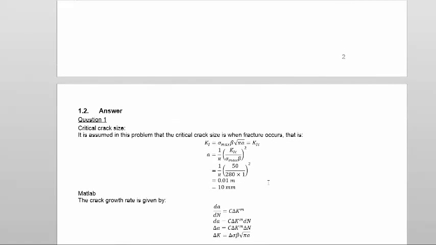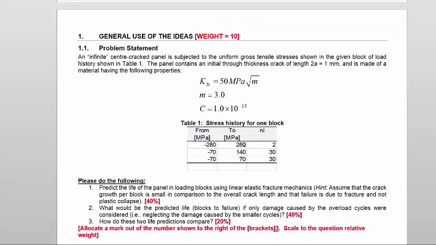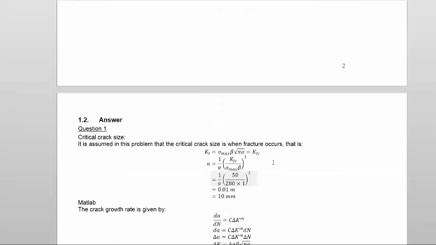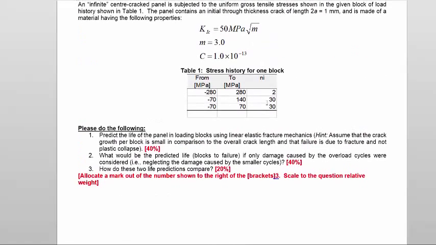Now, how do we solve it? We say one block consists of a delta K, which is 280 times 1 times square root of pi A. We have the initial crack size, 2A equal to 1 millimeter, so A is 0.5 millimeter. Then it can grow up to 10 millimeter, which is what we calculated here. It can grow up to 10 millimeter for A.